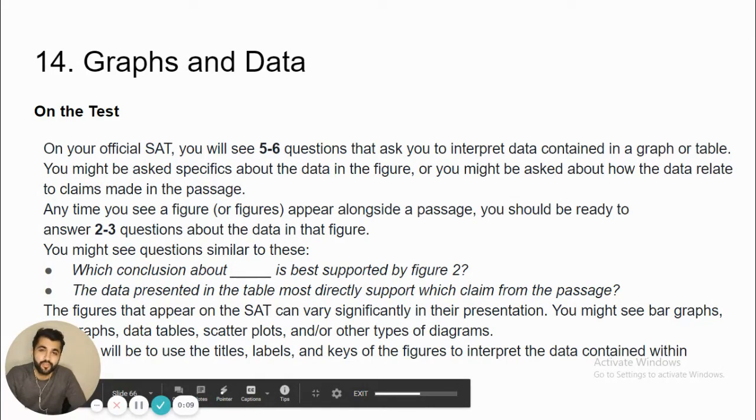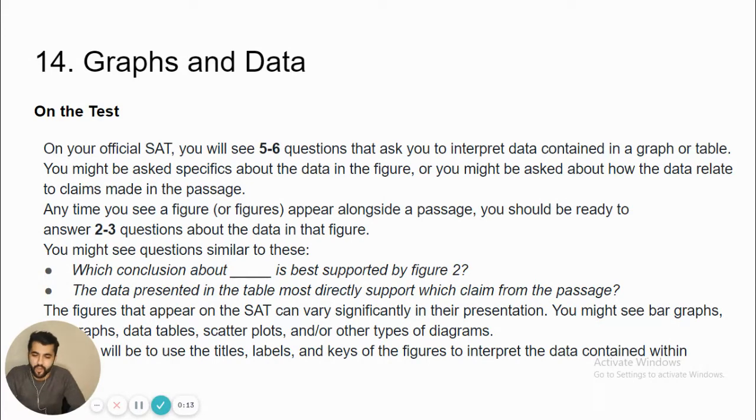Hi, so in this video we will cover graphs and data questions. So let's start. On your official SAT, you will see 5 to 6 questions that ask you to interpret data contained in a graph or table. You might be asked specifics about the data in the figure, or you might be asked about how the data relate to claims made in the passage.